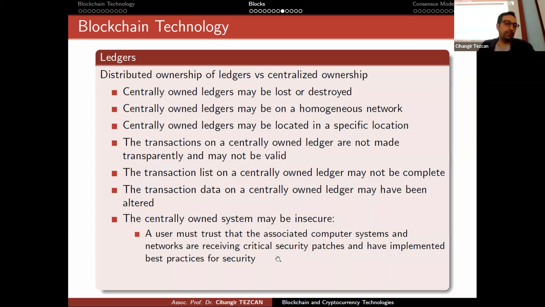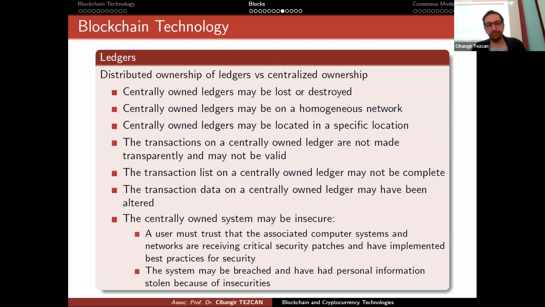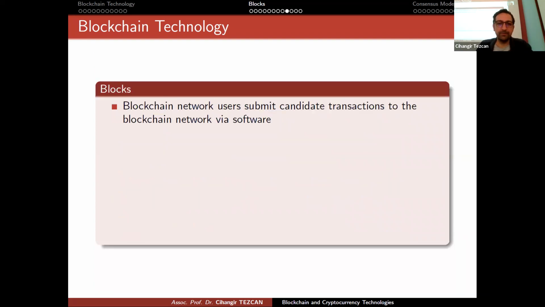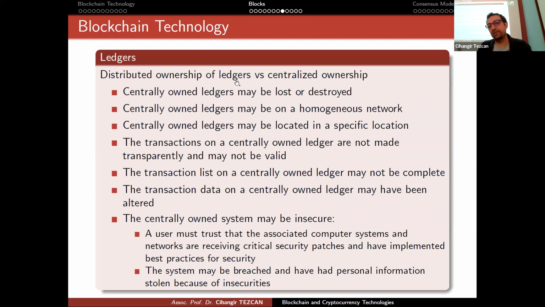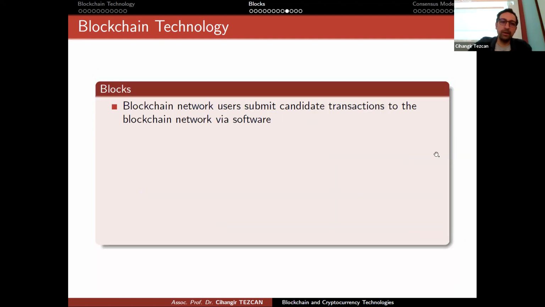For instance, a bank worker may go home, but keep his computer turned on on the weekend so that he can connect to it from home and work from home. And this kind of connection allowed hackers to steal some money from the bank and so on. Moreover, the system may be breached and have personal information stolen because of insecurities. So this is why distributed ownership of ledgers has some pros compared to centralized ownership. Okay.